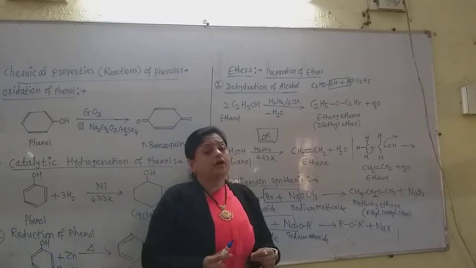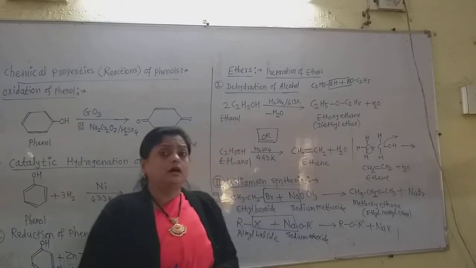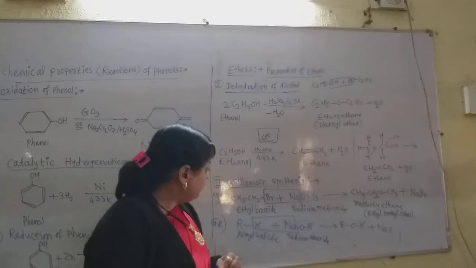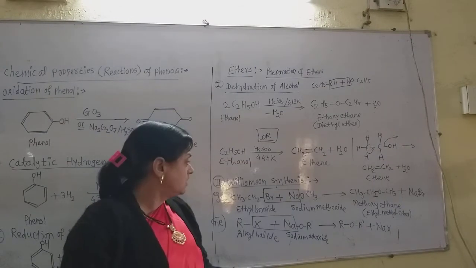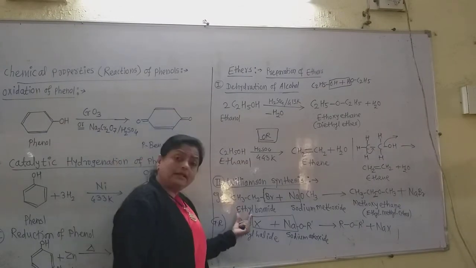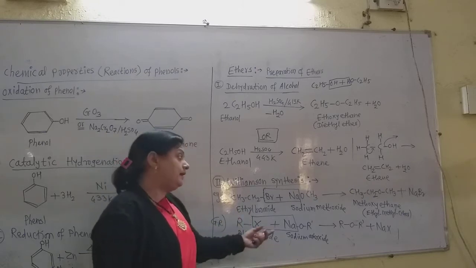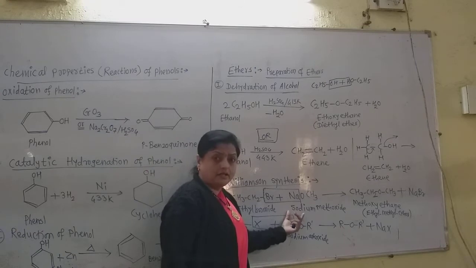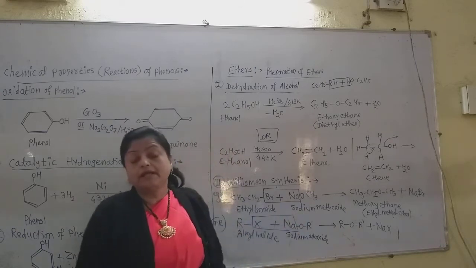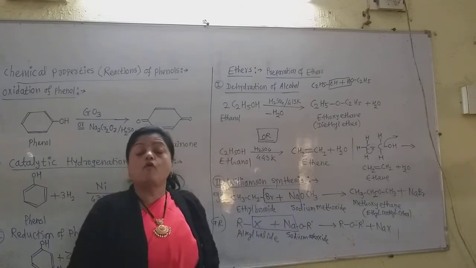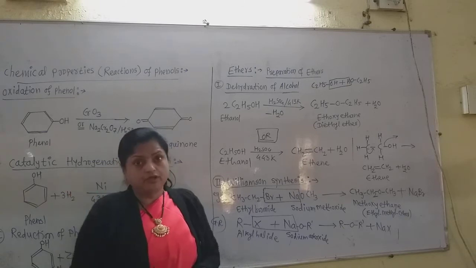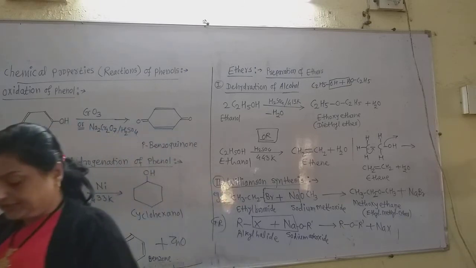Let us see another example. Always take the alkyl halide containing the smaller alkyl group and the sodium alkoxide containing the higher alkyl group. Then the product formed is the ether. Now how does that happen? Let us see.